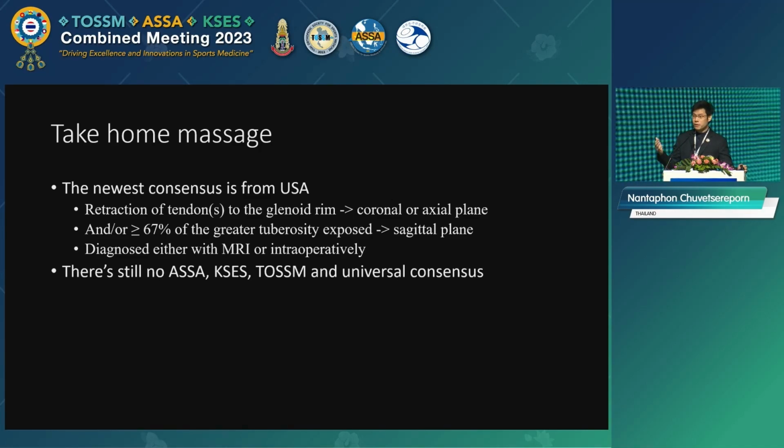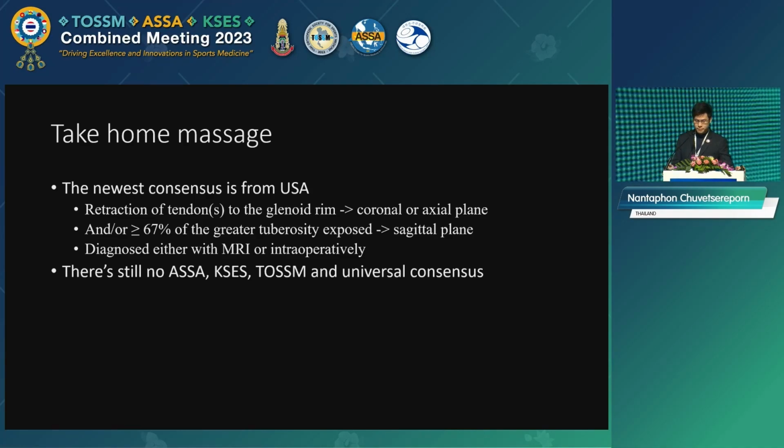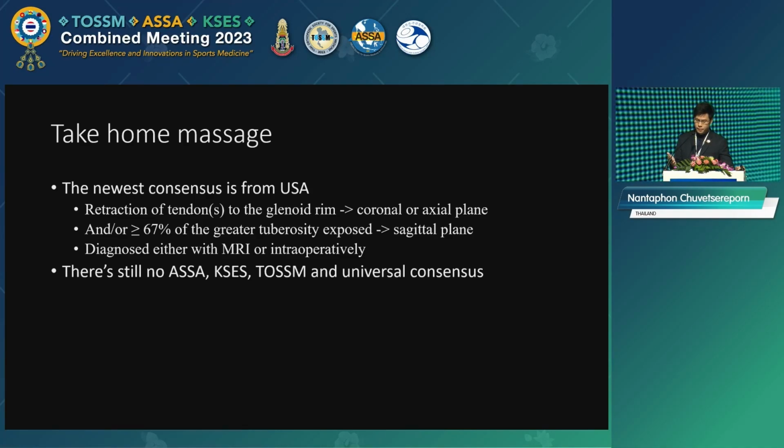So for the question of this topic, is there any consensus? The answer is yes. The newest consensus is from the United States: retraction of the tendon to the glenoid rim, more than or equal to 67% of greater tuberosity exposed, and diagnosis with either MRI or intraoperatively. But it's not a universal consensus. There's still no ASSA, no KSES, no TOSSM, and no universal consensus yet.